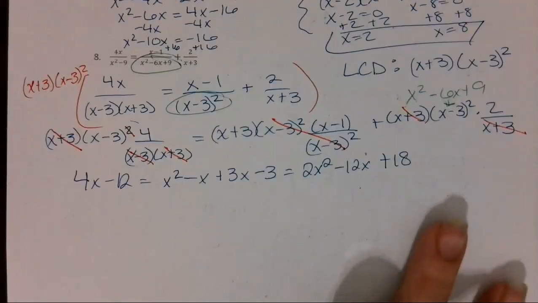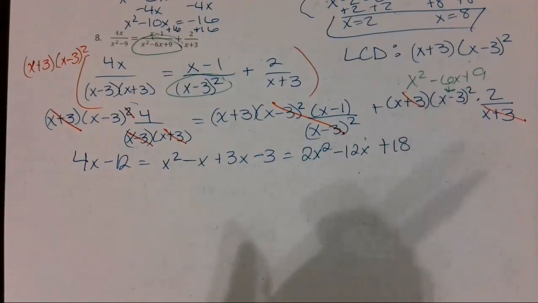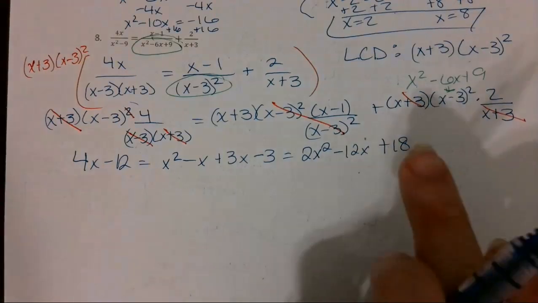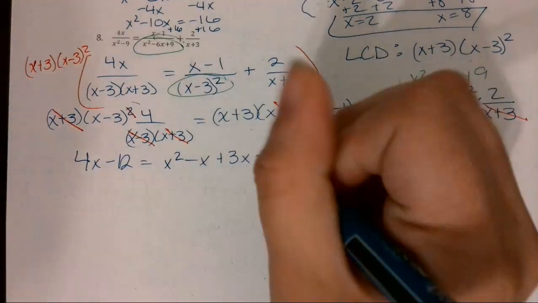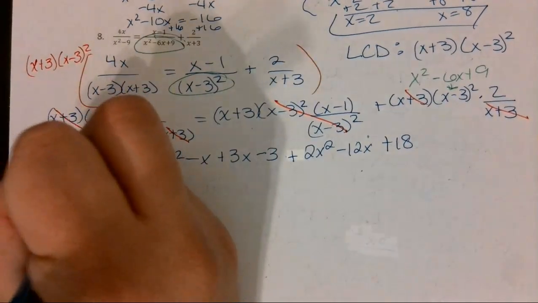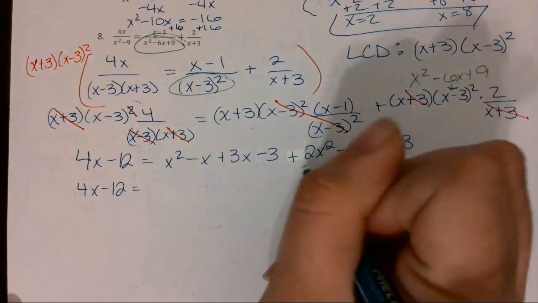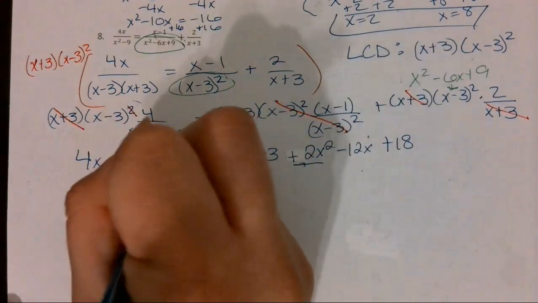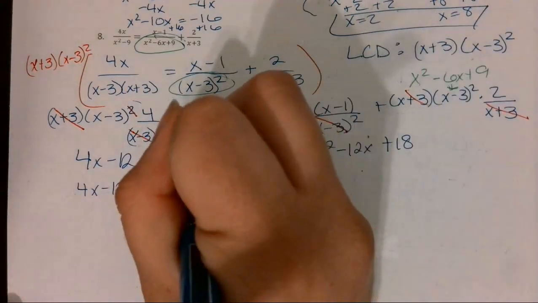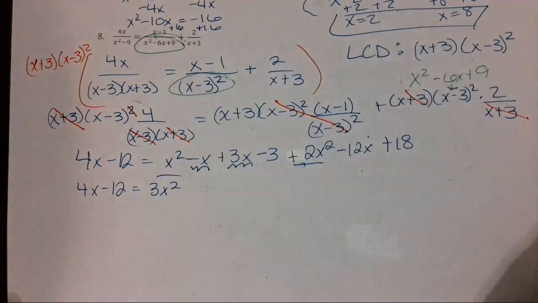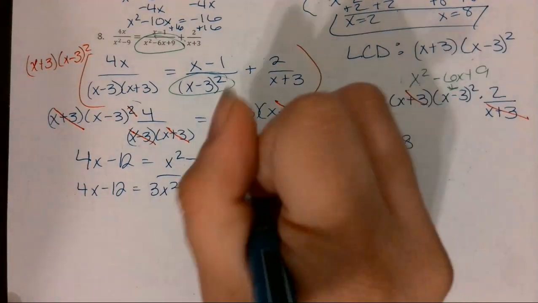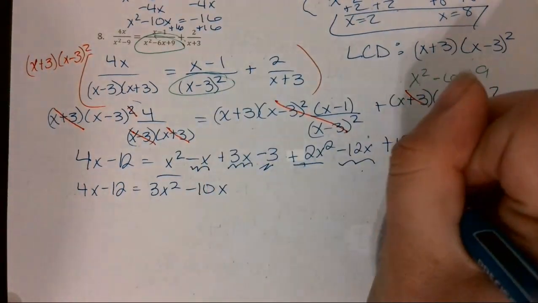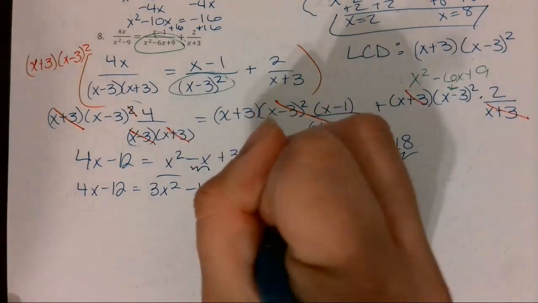Then I want to go ahead and combine like terms. Why do I have 2 equal signs? This one should be a plus. My bad. Okay, so then I want to go ahead and combine like terms. On the left side, there's nothing to combine. On the right side, I have 2x squared and x squared, which gives me 3x squared. I have negative x plus 3x, which is 2x, minus 12x, which is negative 10x. Then I have negative 3 and 18, which is 15.